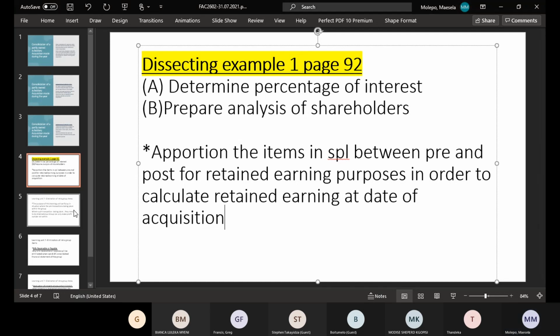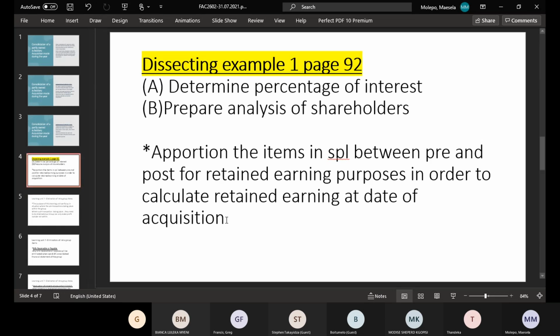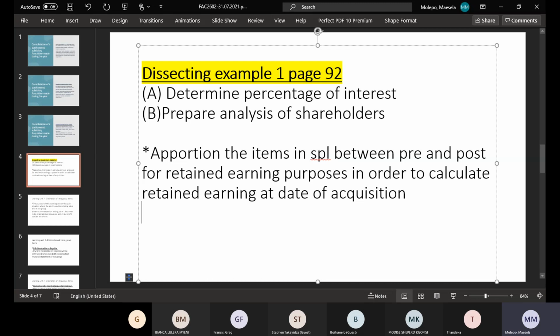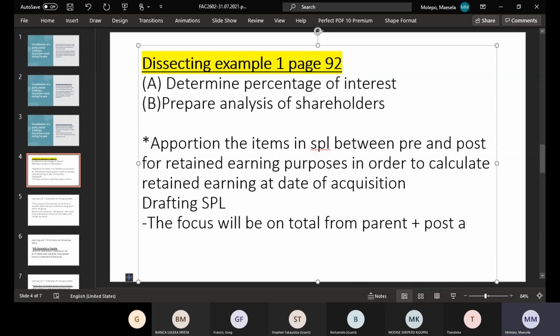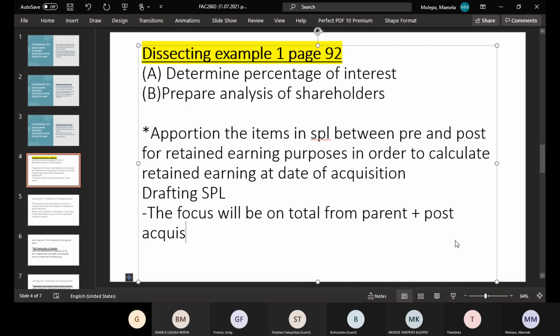Okay. Then for the drafting of the SPL, the focus will be the total parent plus post acquisition from subsidiary.